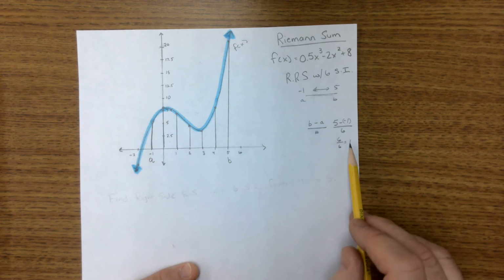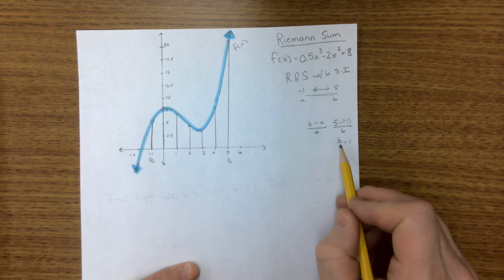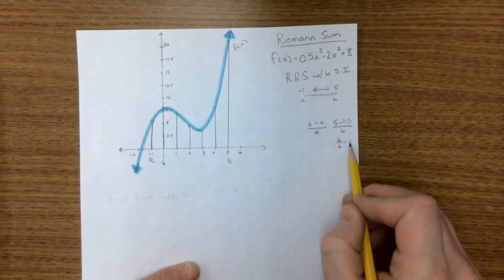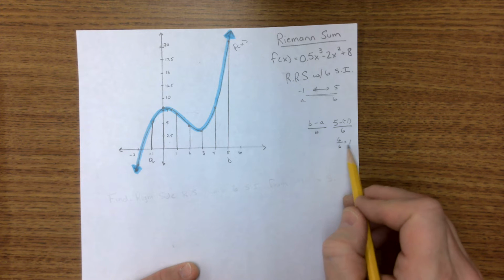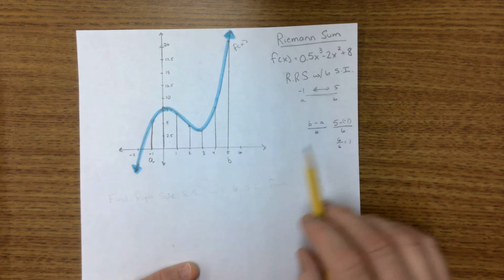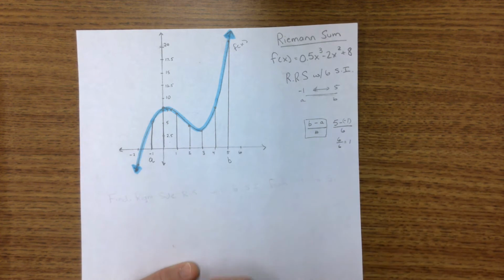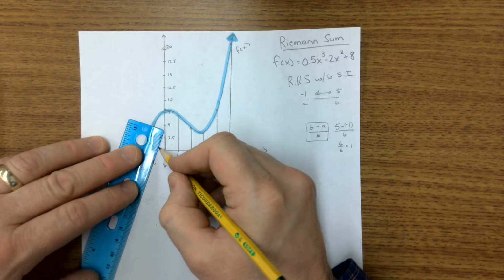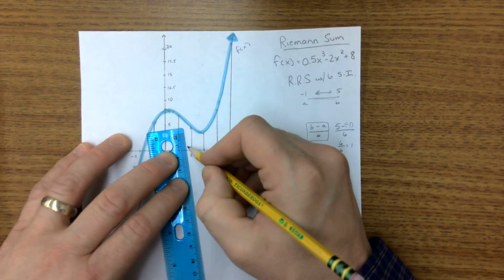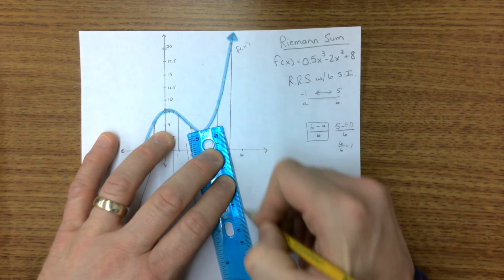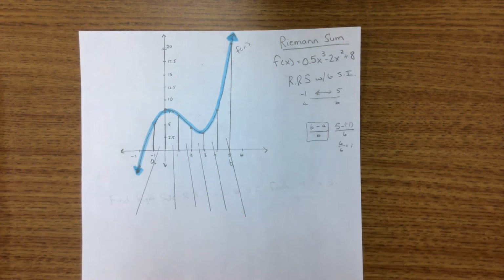Now sometimes this comes out to be a half. If I would have done this by 6 divided by 12, I would have had a half interval, or maybe I do 6 divided by 3 and then each interval will be 2, but this is a plan, this is a formula you're going to need. So now that I have this, I have my 6 rectangles: 1, 2, 3, 4, 5, 6. All I have to do is find the area of each one and add them up.